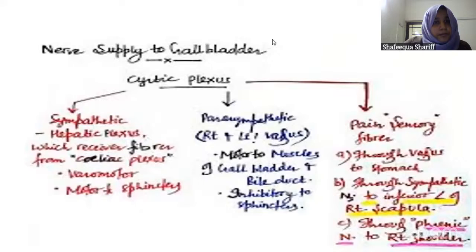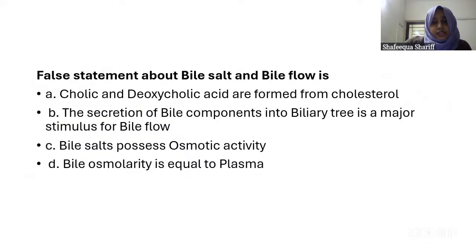CA gallbladder. Nerve supply to the gallbladder: sympathetic is by the hepatic plexus, parasympathetic is by the vagus, and the pain sensory is also through the vagus. The main supply is for the release of cholecystokinin.